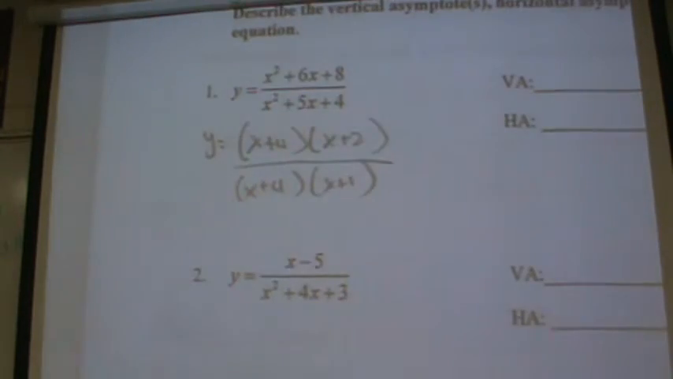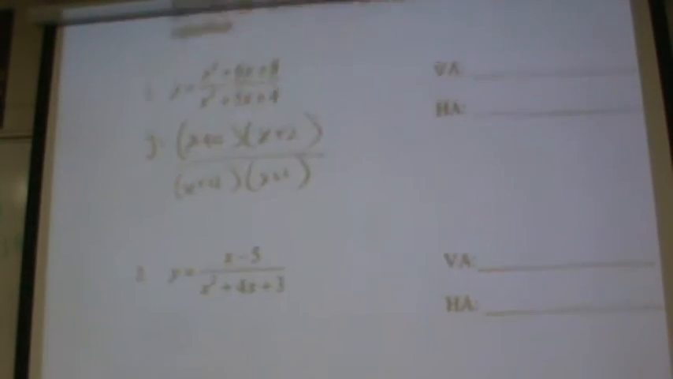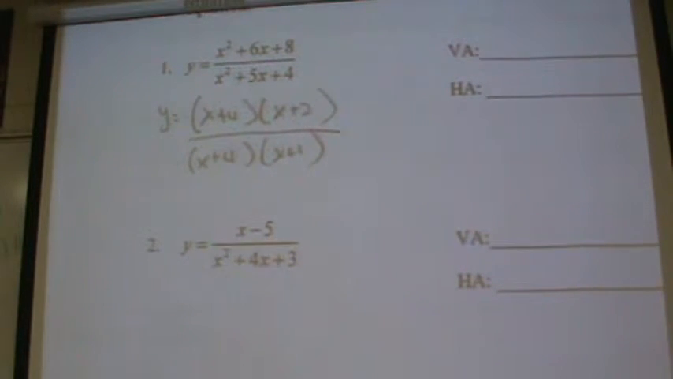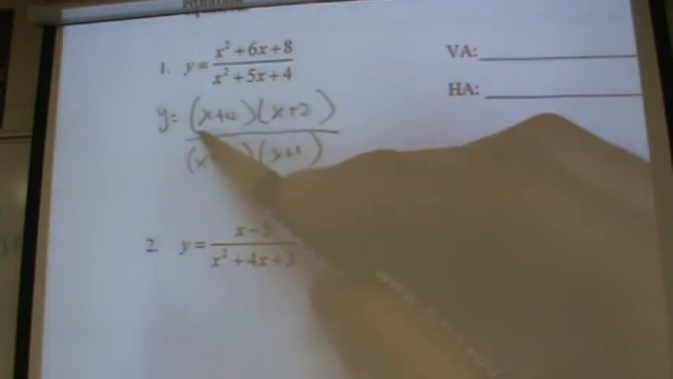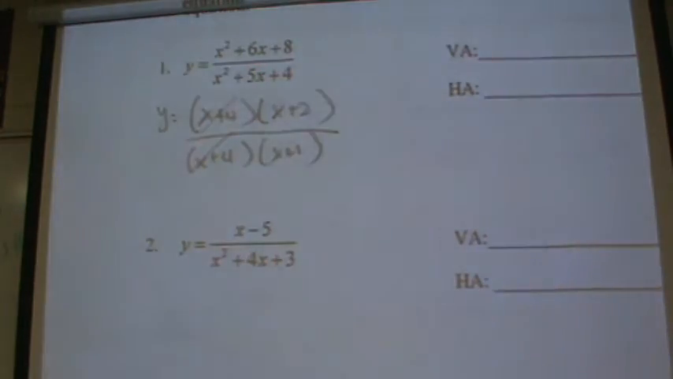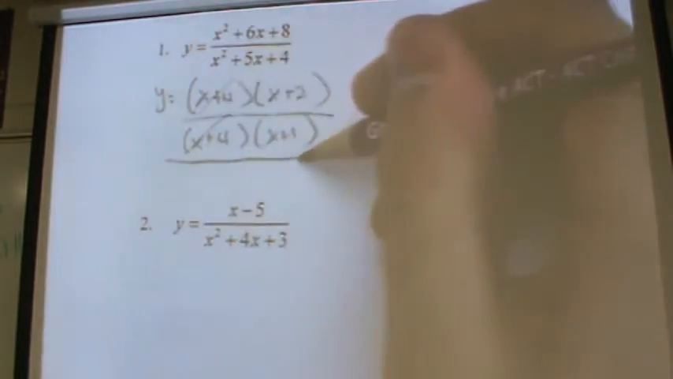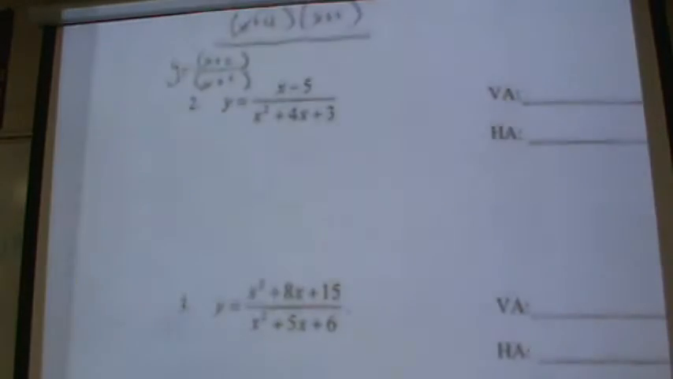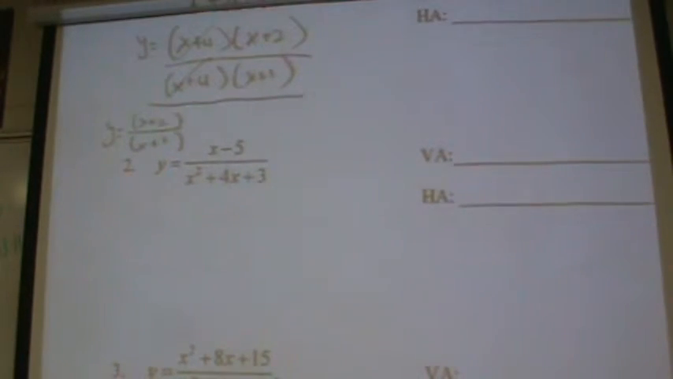Alright, so now this one looks like the ones on this side. So, is there a hole in this one? Are there any of them that are repeating? Yeah. Right, the x plus 4. You can cancel those out. So really, it's gonna look like y equals x plus 2 over x plus 1. Alright, so you canceled those out.